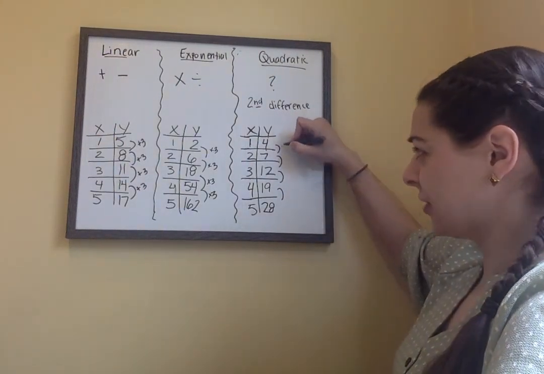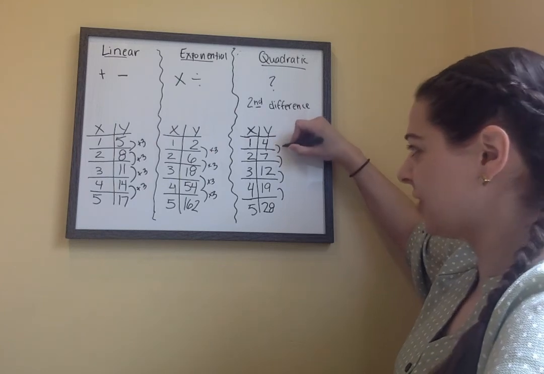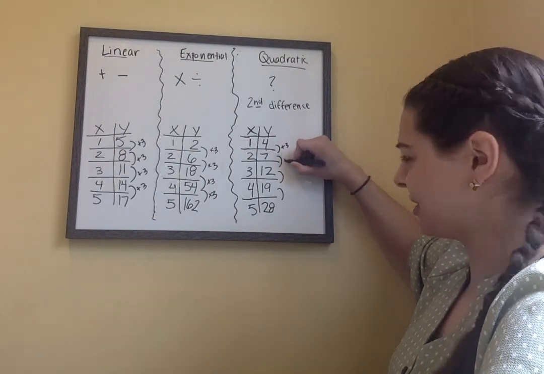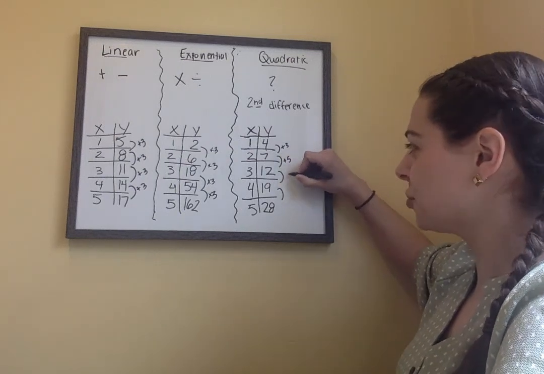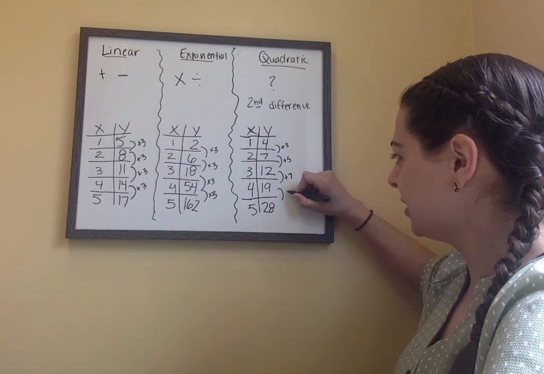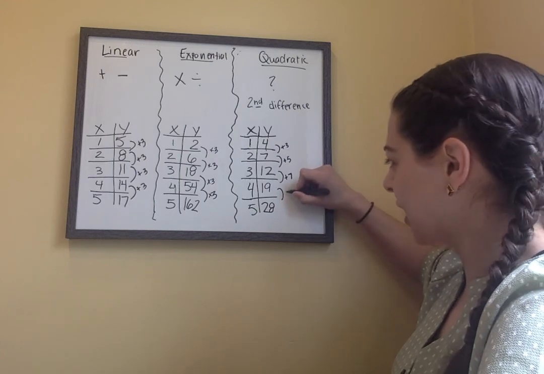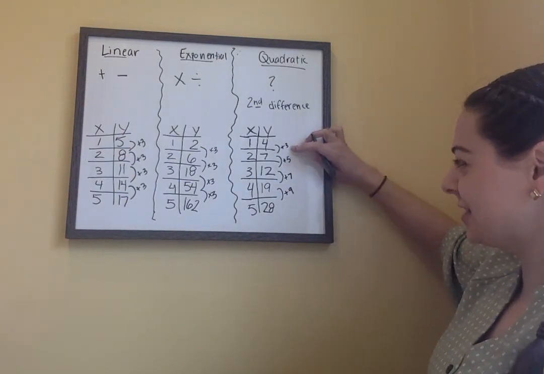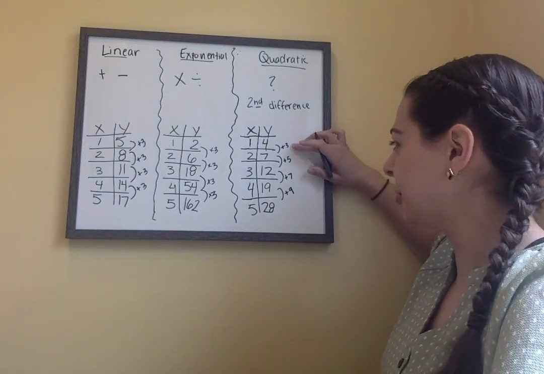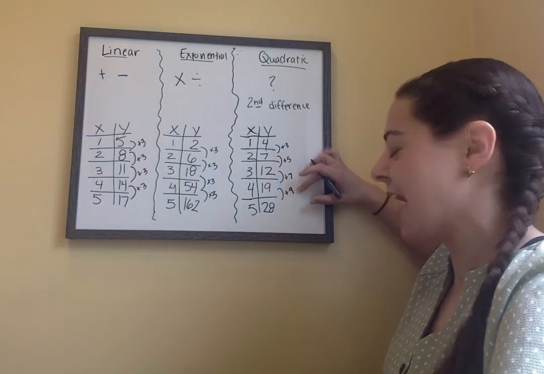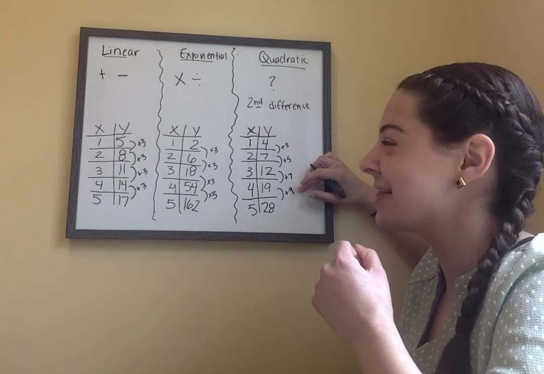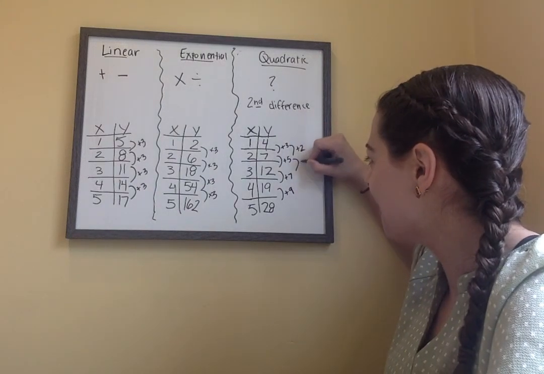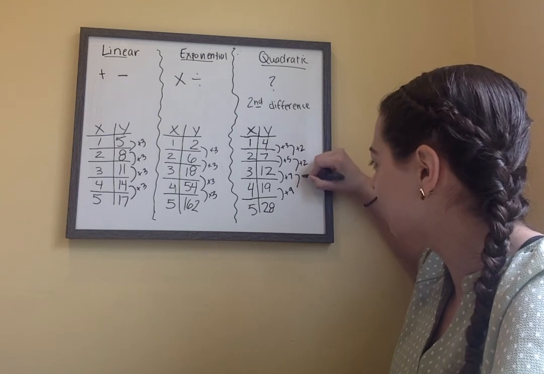First, I have to calculate the first difference. To go from 4 to 7, I do plus 3. To go from 7 to 12, I do plus 5. To go from 12 to 19, I do plus 7. And then to go from 19 to 28, I do plus 9. Then I notice something. This difference that I found before, 3, 5, 7, 9, you might notice that we are adding 2 every time.